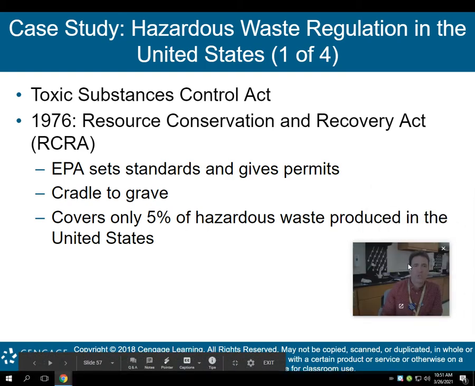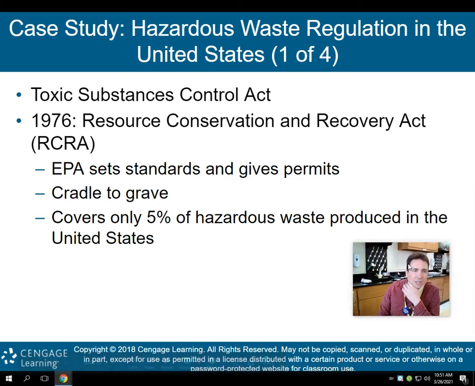So first off, we started with the Toxic Substance Control Act. Then in 1976, we had the Resource Conservation and Recovery Act, known as RCRA. Here, the EPA sets standards and gives permits. Again, this is a cradle to grave type of regulation, which we're trying to get away from. We want that cradle to cradle, but at least it does help something, and it covers only 5%, however, of hazardous waste produced in the United States. But basically, the EPA sets standards, gives you permits to basically get rid of your toxic substance.